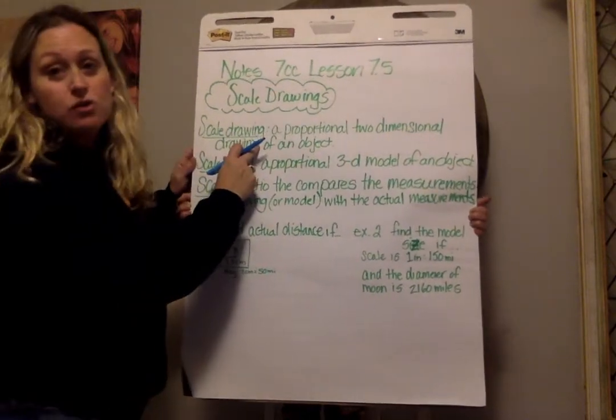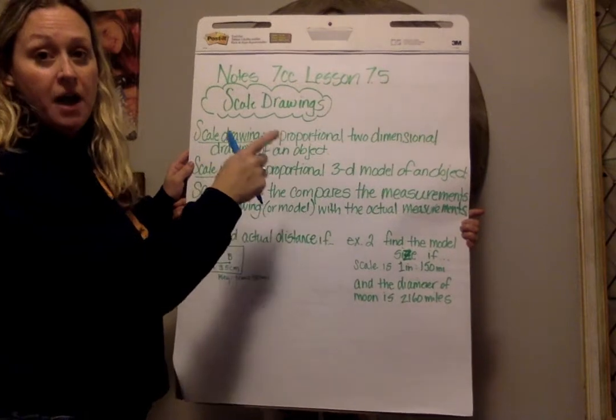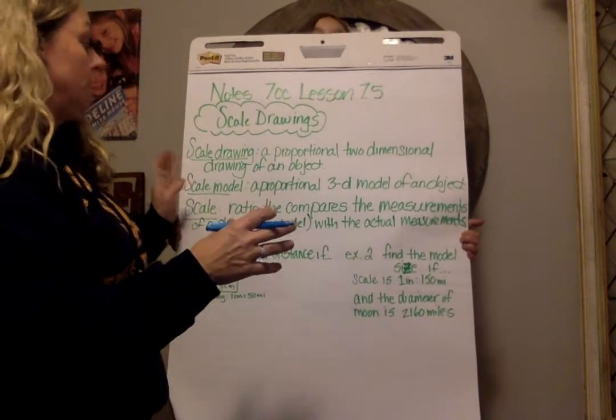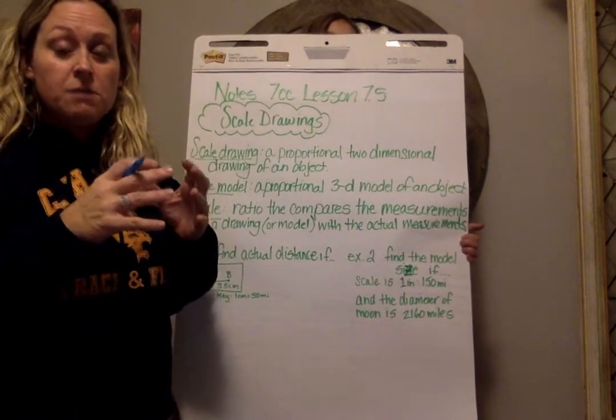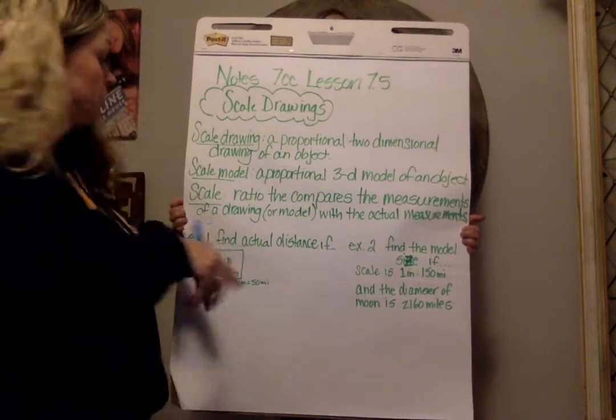The first one is a scale drawing. A scale drawing is a proportional two-dimensional drawing of an object. So pretty much if you have something really big and you want it to be small so you can work on it and figure out the dimensions of it, it's like a smaller version of it.